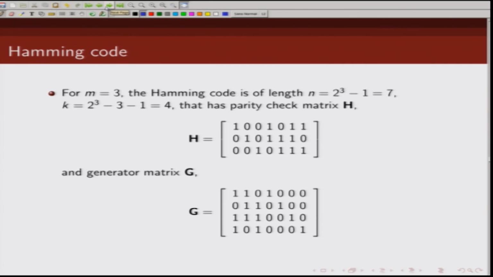So, let us take an example. Let us consider m equal to 3. If m equal to 3, we know n is 2 raised to the power m minus 1. So, the length of the block code in this case will be 7. Now, what is the number of parity bits? The number of parity bits is given by m, so this will be 3. Then what is the number of information bits? This is 7 minus 3, that is 4. So, this is a 7-4 code.